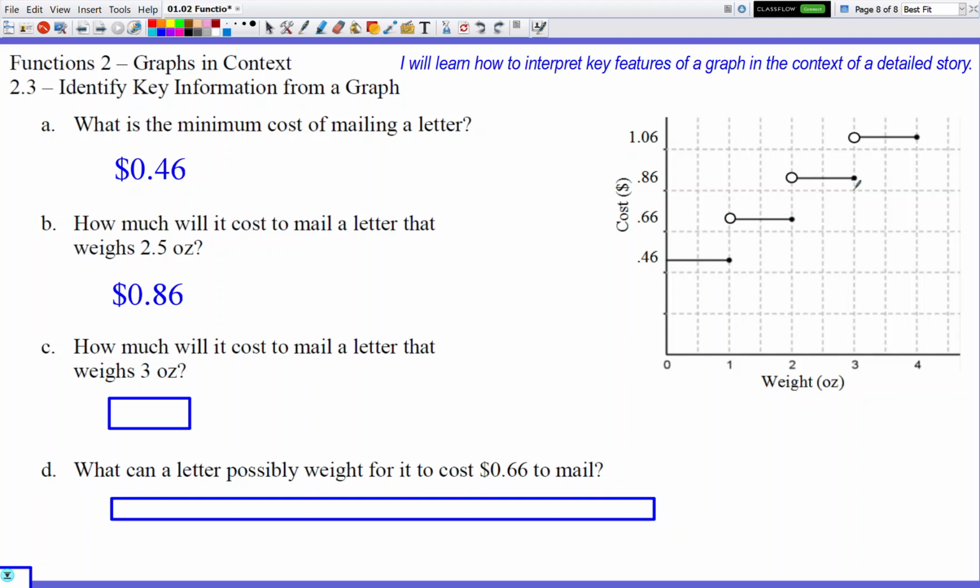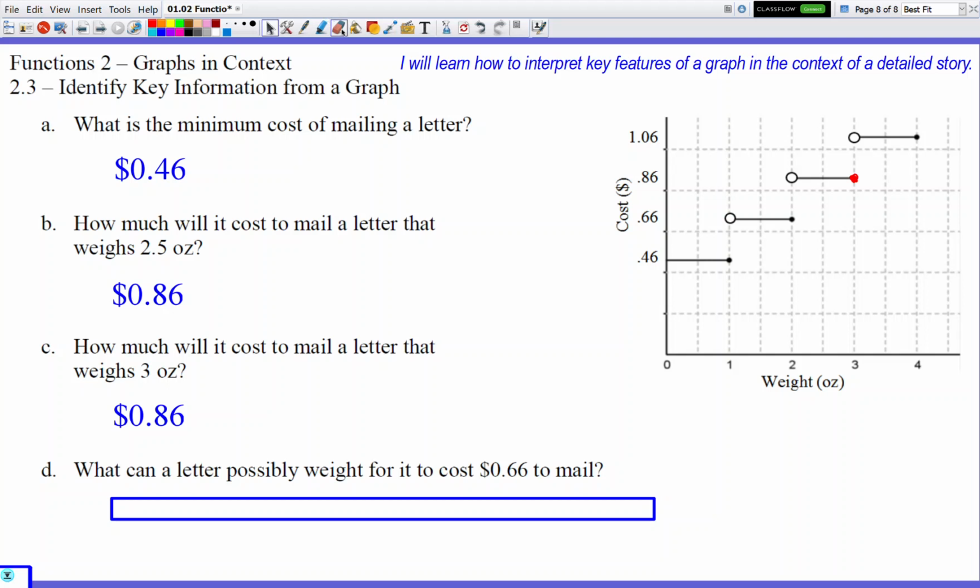As far as drawing a dot, I'm going to put it right there because I have a closed dot at 3 ounces. I cannot draw it up here because that's an open dot. It means that I cannot include 3 ounces in the $1.06 cost. So it's going to be 86 cents instead. So that'll be my guess, 86 cents. And yep, I was correct.